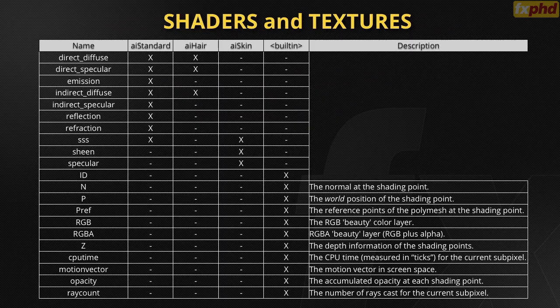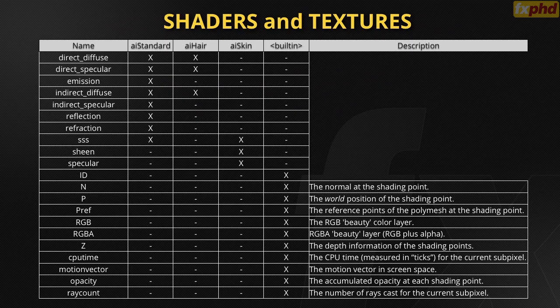Then we have a group of passes that are called built-in, and these include things like the ID pass, normal, point, Z, things like that, and these are really available across multiple types of shaders, and they're there to give you things like your normal output, your position, things like that. And in amongst those we've got things like ray count that give us the number of rays cast for a current subpixel. You've got things like CPU time, which gives you the CPU time measured in ticks for the current subpixel, and various other things that can be useful to you if you're trying to debug or just look at things in a slightly more technical way.